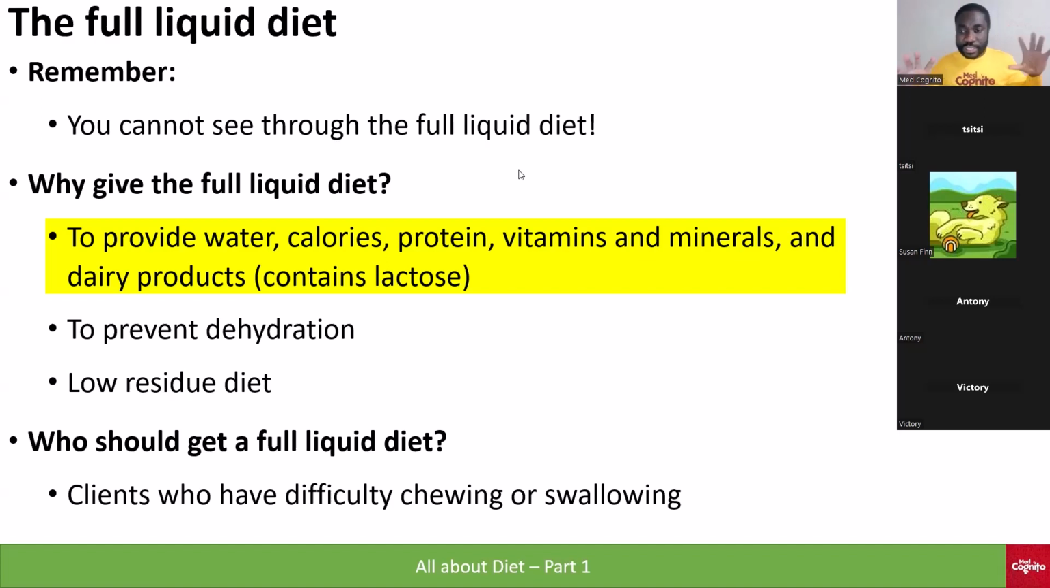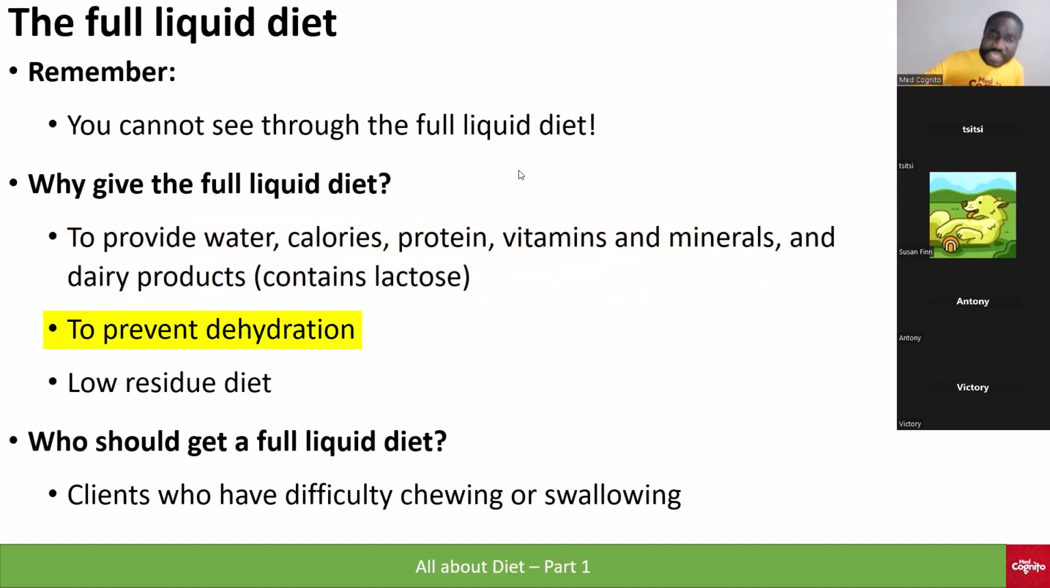Clear liquid diet. Can milk be? No. Exactly. But when it comes to full liquid diet, you can have milk. And the essence of full liquid diet is to prevent dehydration. It also contains some residue, but it is a low residue diet, basically.